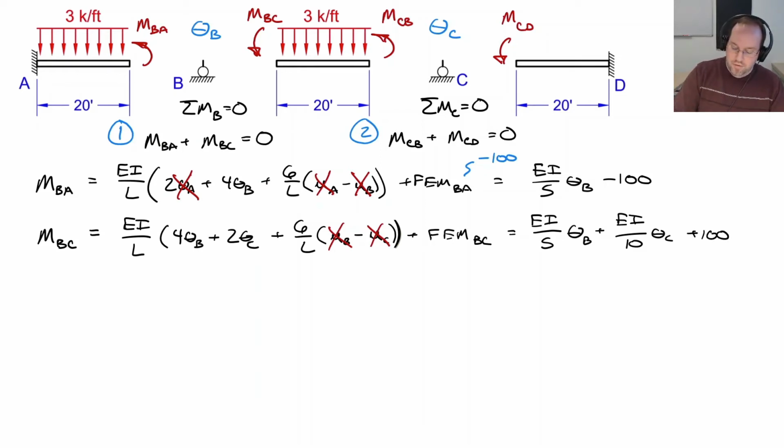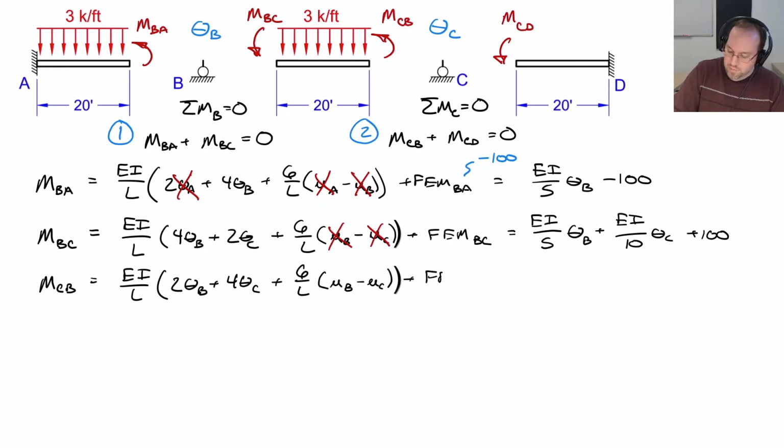Next, let's do moment CB, and it's another far end moment. So this is going to be 2 times rotation B plus 4 times rotation C plus 6 over L times the difference in displacements plus the fixed end moment at CB. And to no surprise, we'll find that this is EI over 10 times the rotation B plus EI over 5 times rotation at C minus 100.